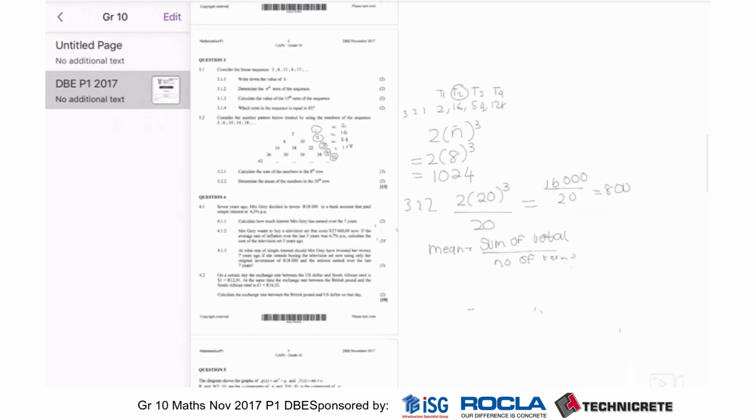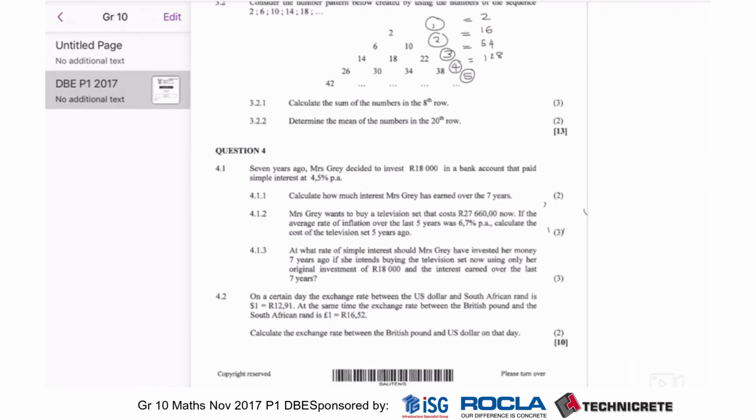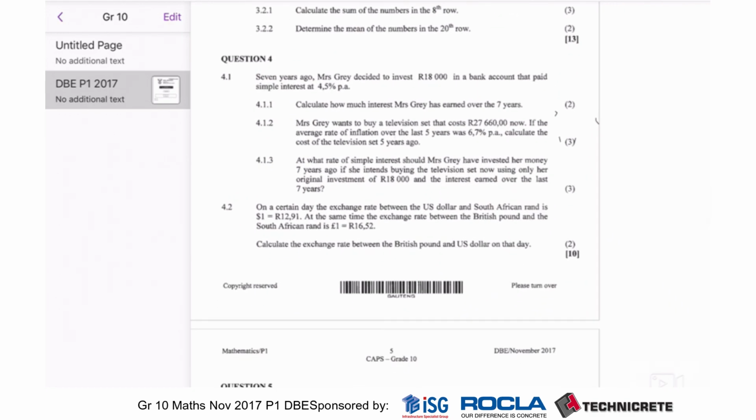Okay, number patterns and finance are generally shorter sections in your paper, but it is important that you're able to focus and understand what they're asking, because it's a lot of words. Okay, a lot of new words, a lot of terminology. So let's go to the finance question now.